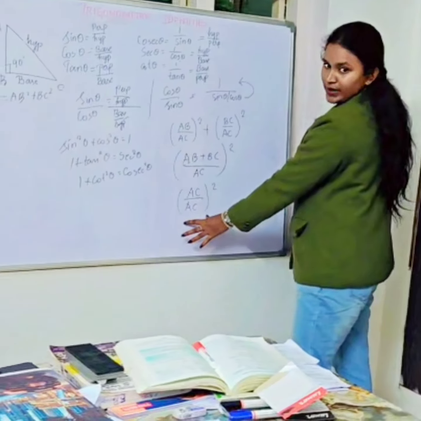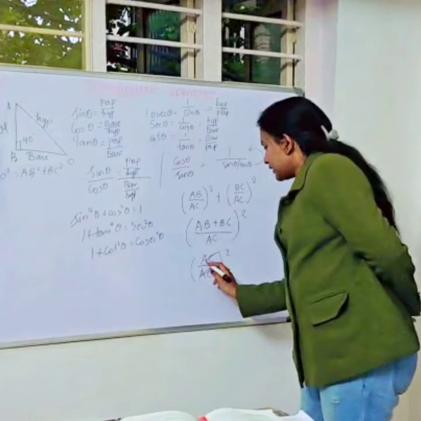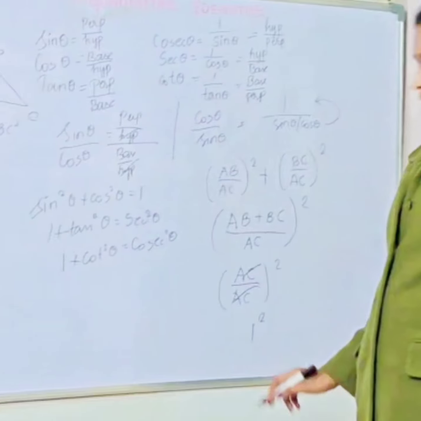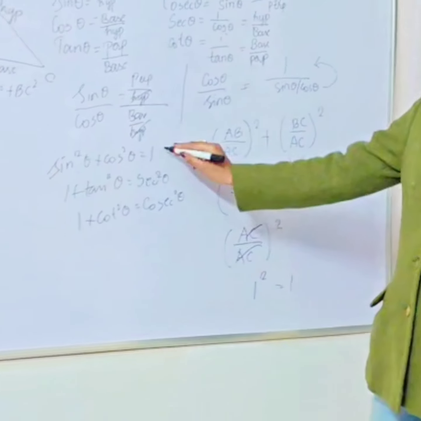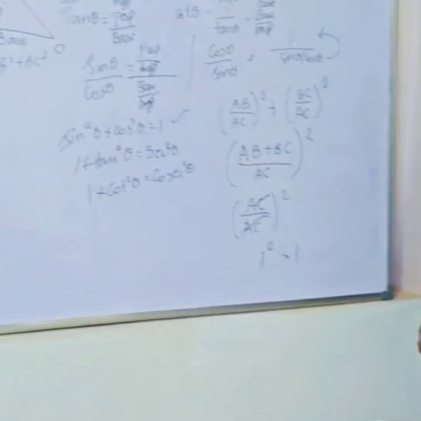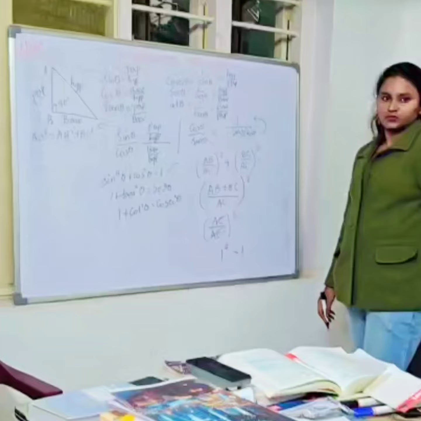So this is AC square by AC square only, right? So if both get cancelled, you will have 1. That is nothing but 1. So you can prove this. Yes. Understood?